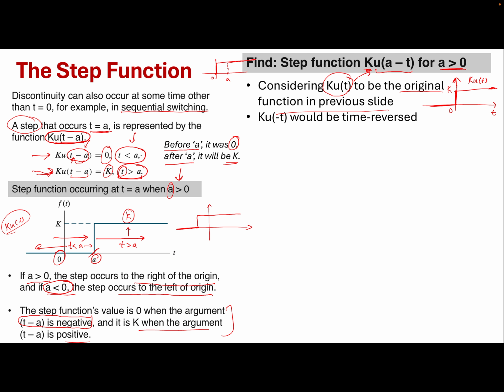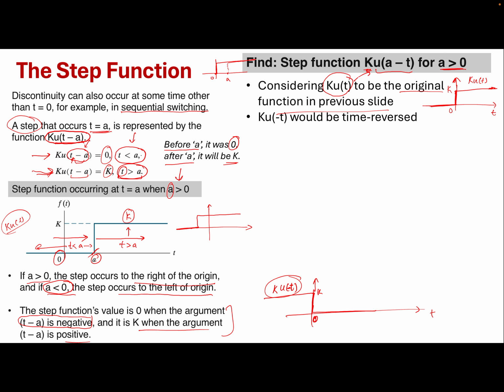What would the time-reversed function look like? The time-reversed function is going to look practically like this, right? So this is your t, this is your K. So this will be K times u of minus t. This is minus and this is t, right? So this is a time-reversed function. Again, the step is still happening at t equal to 0.